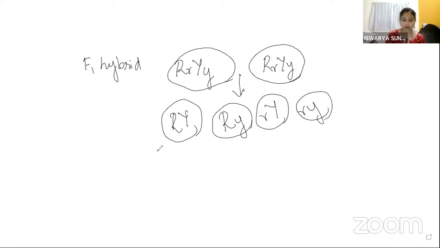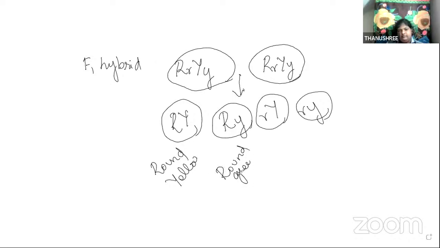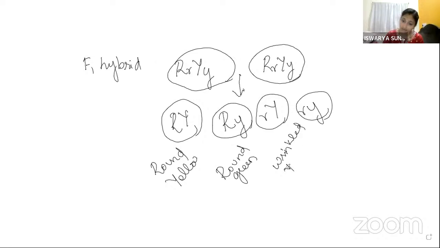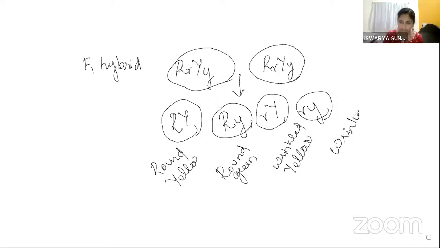Now this is round yellow. Now tell me, what is this one? Round and green. Round green. Very good. What is this one? Wrinkled and yellow. Wrinkled yellow. And what is this one? Wrinkled green.